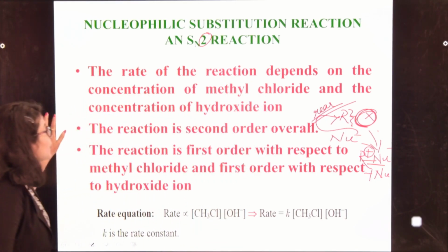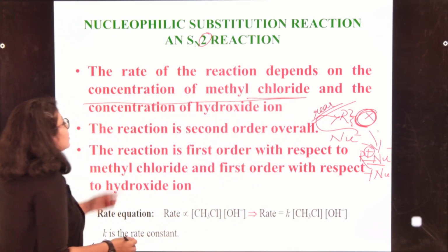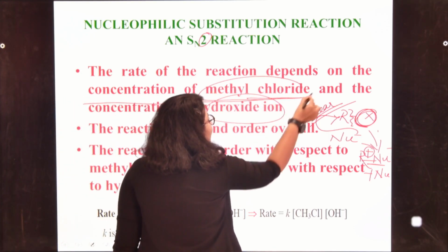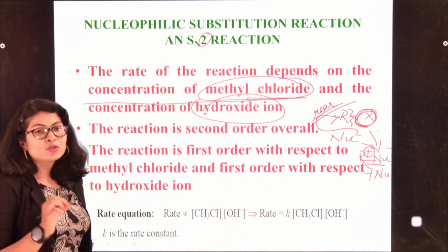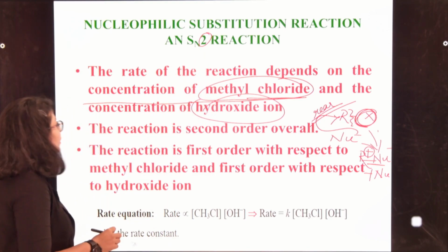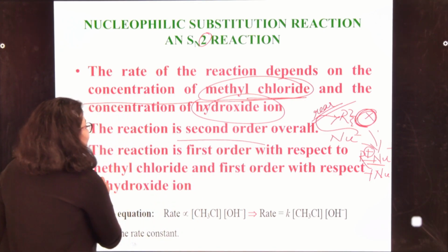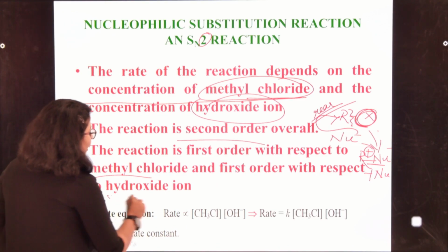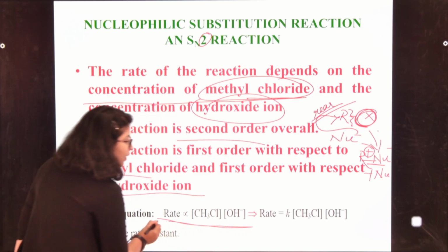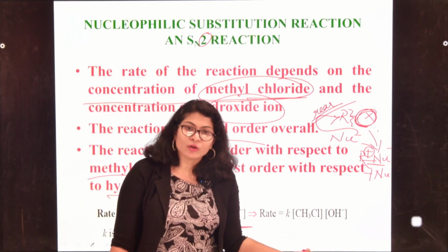The rate of the reaction depends upon the concentration of the substrate, which is methyl chloride, and the concentration of hydroxide ion, the nucleophile. As it depends upon both these, the name is SN2. So the reaction is second order overall, first order with respect to methyl chloride and first order with respect to hydroxide ion. Now the rate equation is: rate is proportional to [CH3Cl][OH-]. We remove the proportionality with a constant k, which is the rate constant.